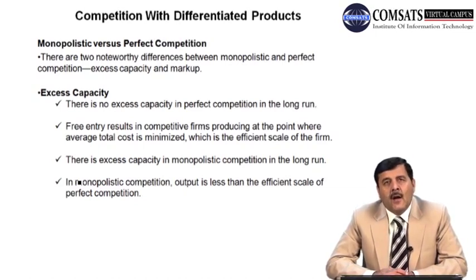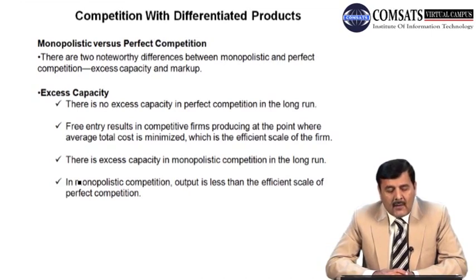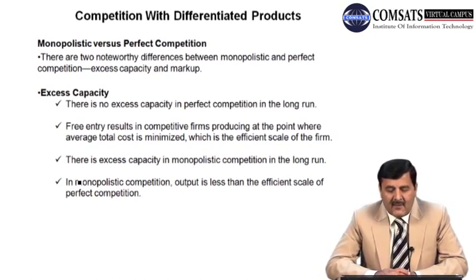Now first we explain how excess capacity can become a difference between these two market structures, that is perfect competition and monopolistic competition. There is no excess capacity in case of perfect competition in the long run, right? Free entry results in a competitive firm producing at a point where average total cost is minimized, which is the efficient scale of the firm. But in case of monopolistic competition, there is excess capacity in the long run, so output is less than the efficient scale of production.